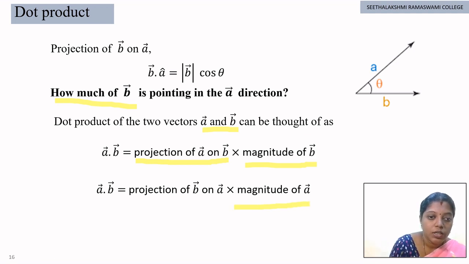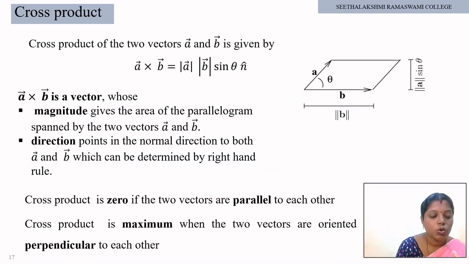So it not only depends on the orientation of a and b, it also depends on the magnitudes of a and b. As the dot product measures the orientation of the two vectors, when the two vectors are parallel, the dot product would be maximum. When the two vectors are perpendicular to each other, then the dot product value is 0.